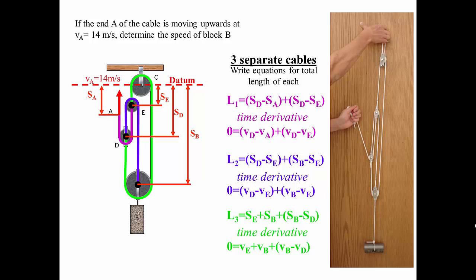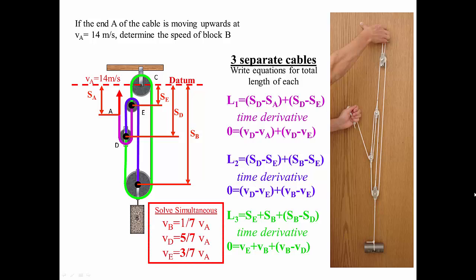Once we have our three equations, we can solve them simultaneously. Knowing that VA is equal to 14 meters per second, we are left with VD, VE, and VB. So we have three unknowns and three equations, and we can solve them. Solving simultaneously, the velocity of B is equal to 1/7 the velocity of A, velocity of D is equal to 5/7 the velocity of A, and the velocity of E is equal to 3/7 the velocity of A.